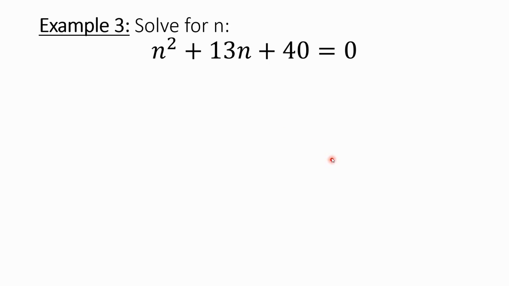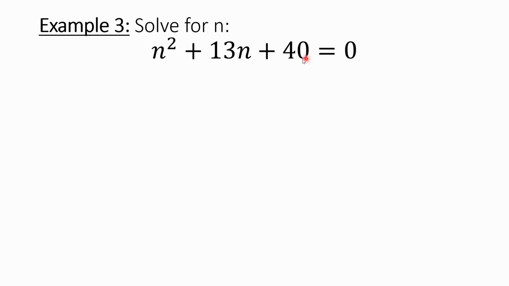Okay, so I need to make sure it's set equal to 0. Hey, it is this time. That's good. I need to check if I can factor anything out of each term. Well, I can't pull out any n's because this one doesn't have any n's. I can't pull out any numbers because this one just has a 1 out front, so nothing to pull out. So I need to factor this polynomial instead.